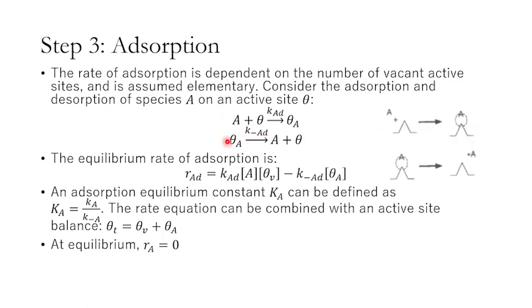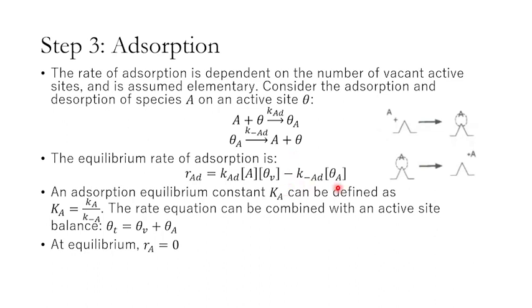The desorption process is simply: you have the active site containing A, that is theta A, and that yields your active site that is now vacant, that is theta V, plus your reactant A. Okay? We can now write our equilibrium rate of adsorption as the specific reaction rate for adsorption, that is K adsorption, multiplied by the concentration of A, multiplied by the concentration of the vacant sites. Remember that these reactions are assumed to be elementary.